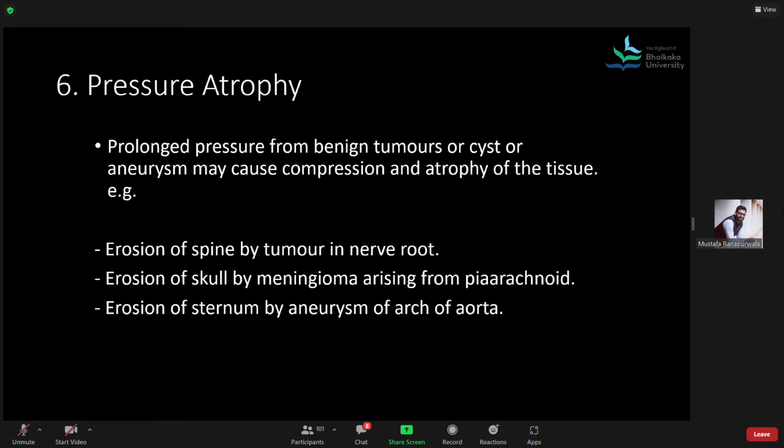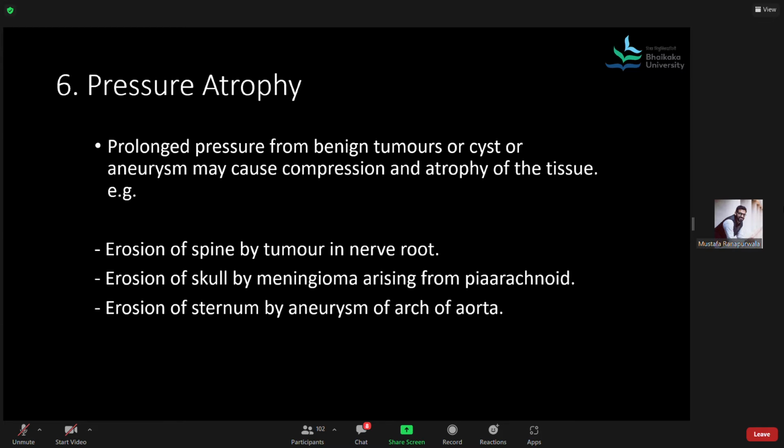We've got pressure atrophy that usually comes from prolonged pressure from benign tumors or cysts or aneurysms that cause compression and atrophy of the adjoining tissue, right? This is very commonly seen with tumors in the nerve root that cause erosion of the spine, or meningiomas causing erosion of the skull, or an aortic aneurysm causing erosion of the sternum. All of these are classic examples. Though we call them erosion, it's not as if they're eroding, but it is essentially the pressure atrophy of that particular bone because of the continuous compression coming from these tumors, cysts, or aneurysms.